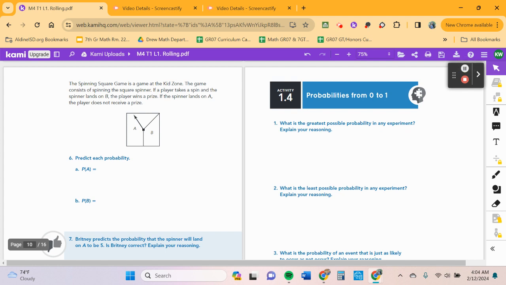Now notice this spinner, unlike the last spinner, the sections are not all equal sizes. And actually, naturally, because if you're landing on B and you do get a prize, but you land on A and you don't get a prize, right? They kind of want you to not win, right? They don't want you to win the prize because the B space is a little smaller, right? But there is a way that we can predict the probability. Think about this first. How do you think we would split this spinner up equally so that we can see exactly how big these sections are? Think about that.